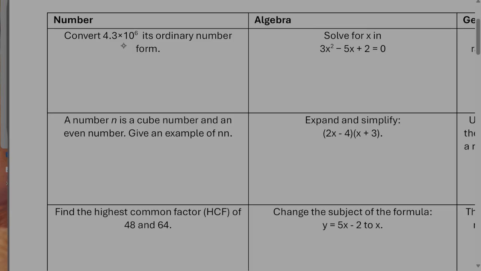Convert 4.3 times 10 to the 6 into ordinary number form. So I'm in effect moving this decimal point 6 places to the right. So that's going to become 4, 3, and then I need to move it. That's moved it one place. I need to move it 5 more places. 1, 2, 3, 4, 5. So that's going to be my number, 4,300,000.